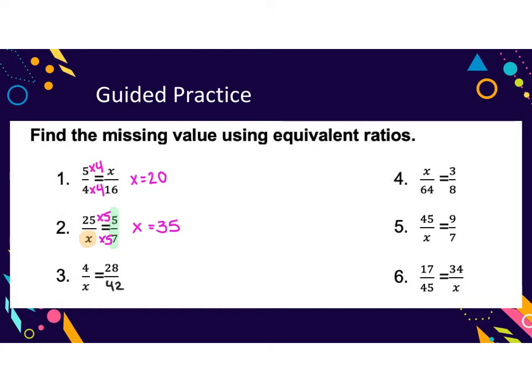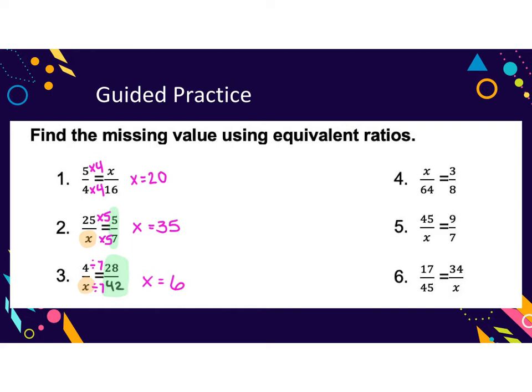For question 3, I know both of the values for my numerators, and I want to look for the value of x. I'm going to start with the whole ratio that I already know, 28 to 42. And I am going to figure out how we got from 28 to 4. If we divide by 7, we would get to 4. So if we divide 42 by 7, x would equal 6. So 28 to 42 is equivalent to 4 to 6.